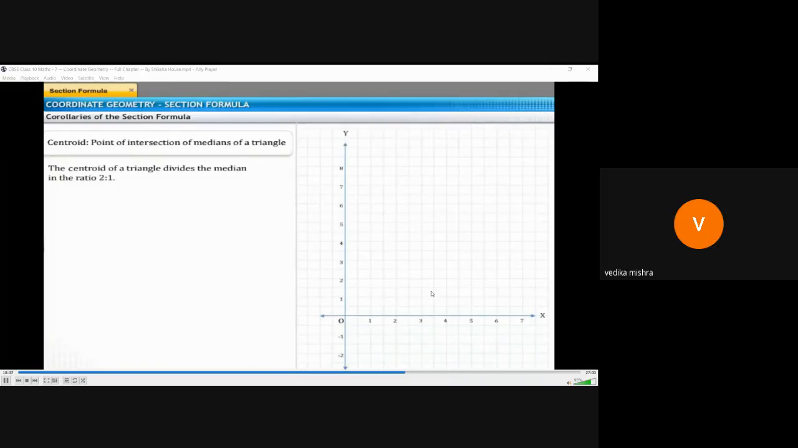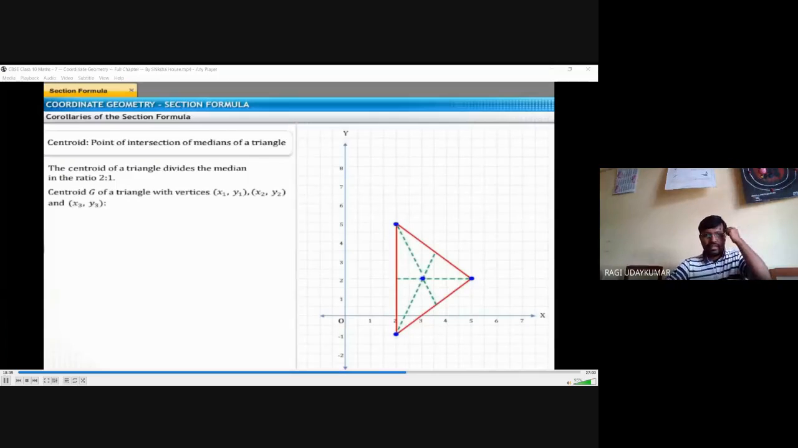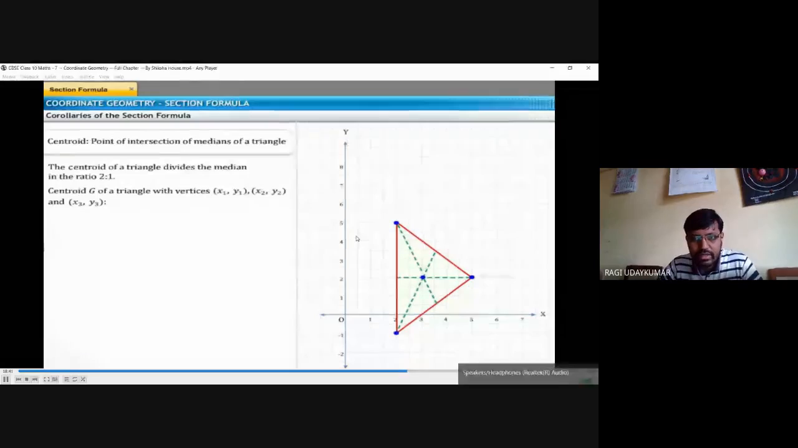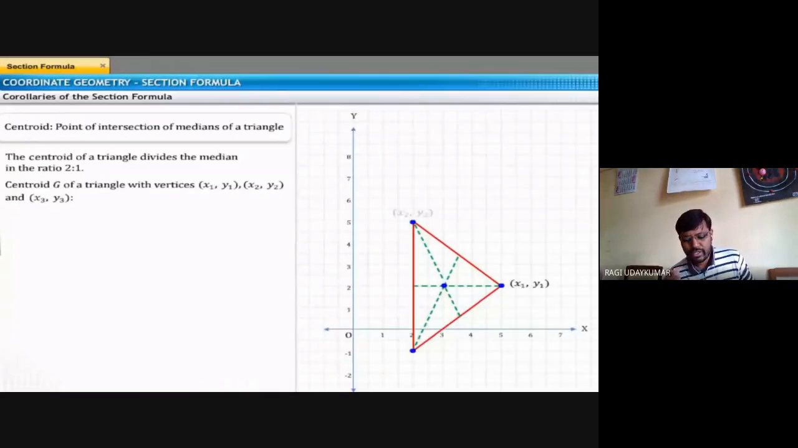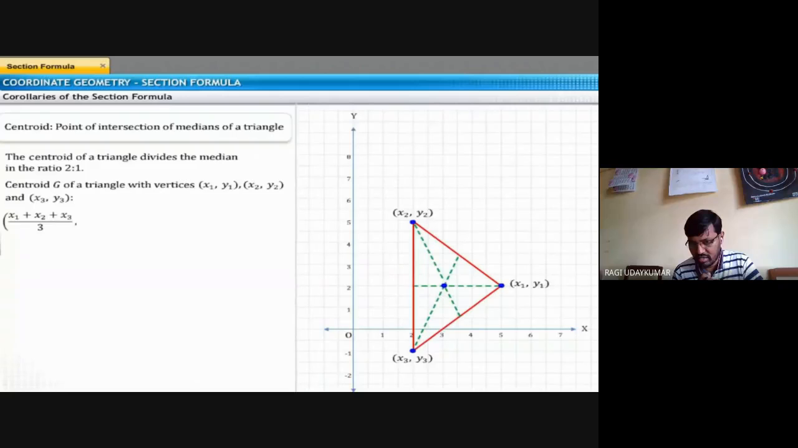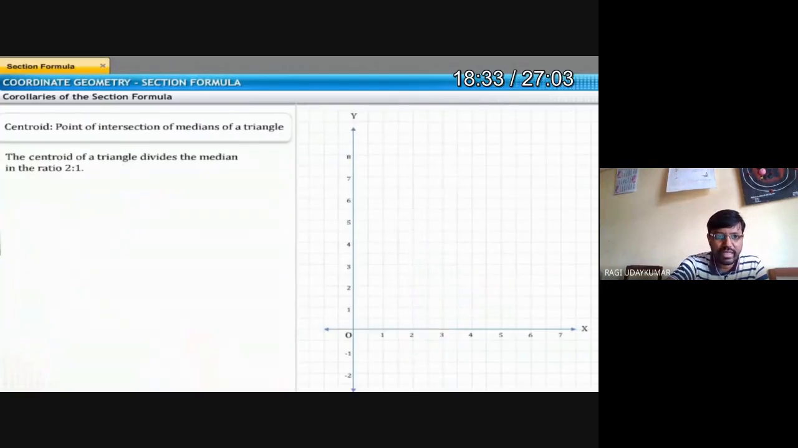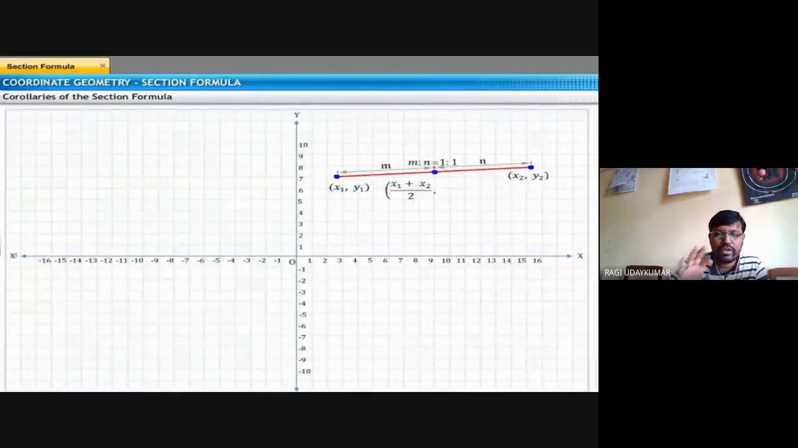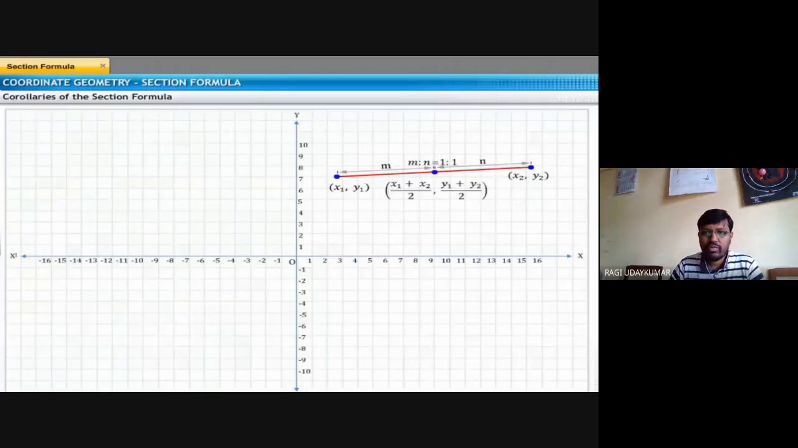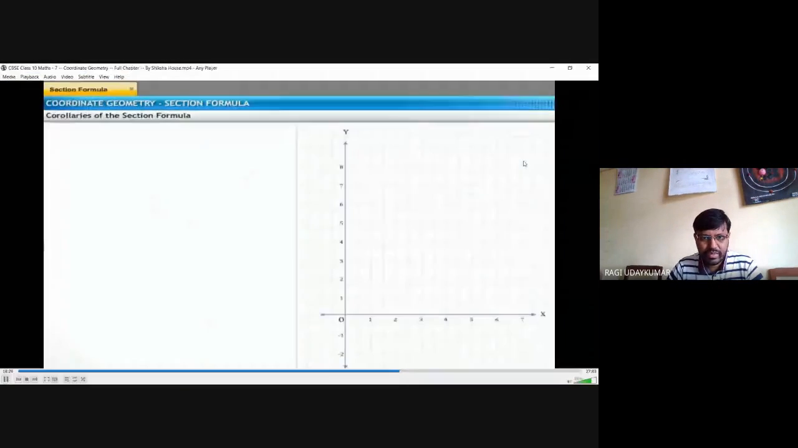Yes, sir. So here, what is meant by centroid? Do you know? The point of intersection of the medians is called a centroid. The centroid of a triangle divides the median in 2:1 ratio. So this is actually not essential to you at this point. You do not have this part in your syllabus, but you need to remember up to the midpoint. What is meant by midpoint? Then you have to. Okay.